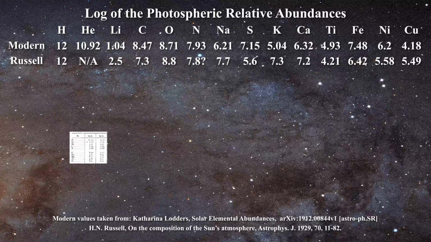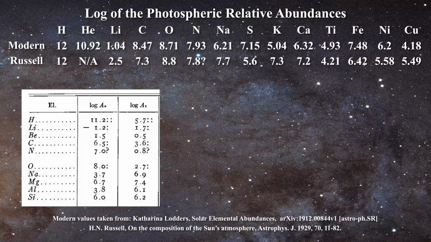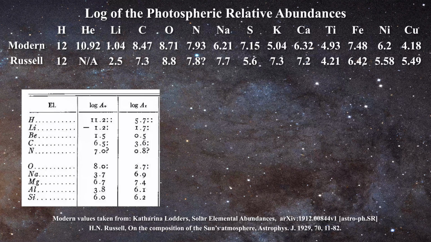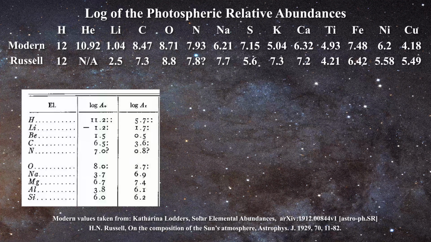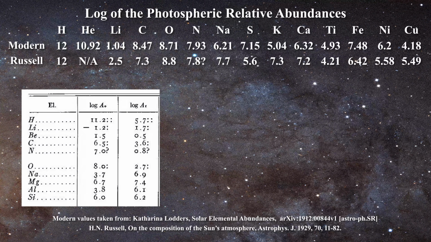First, Russell provides two columns for relative abundances in his table 14. The first is for the neutral atom and the second is for the ionized atom. These must be summed to provide us with a total relative abundance for a given element. Since these are logarithms, the sum is performed in this manner.